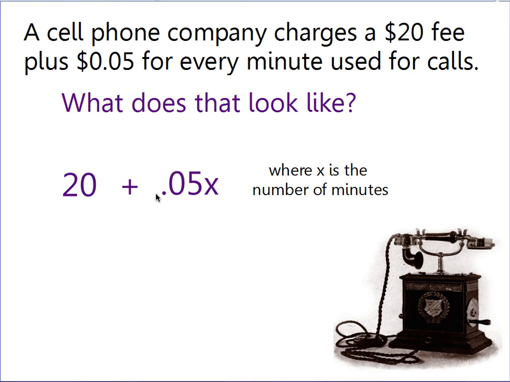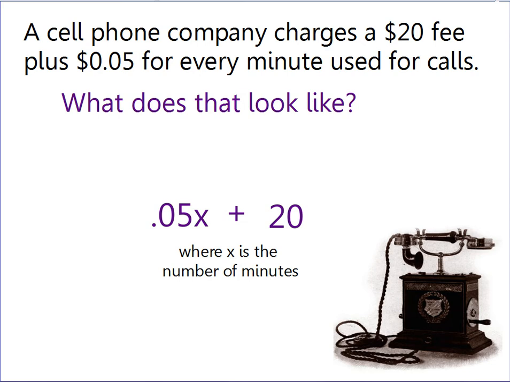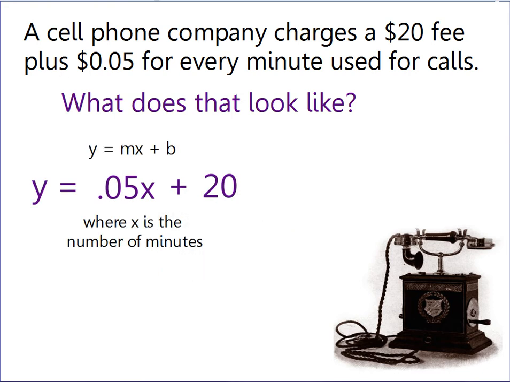Be cautious about the 5 cents. One of the most common mistakes that students make is to write a 5 instead of 0.05 when it comes to values like 5 cents. If I wanted to write this in slope-intercept form, then I could switch the two terms. I could have 0.05x plus 20 and set it equal to y, where y is the total amount charged, and again, x is the number of minutes.